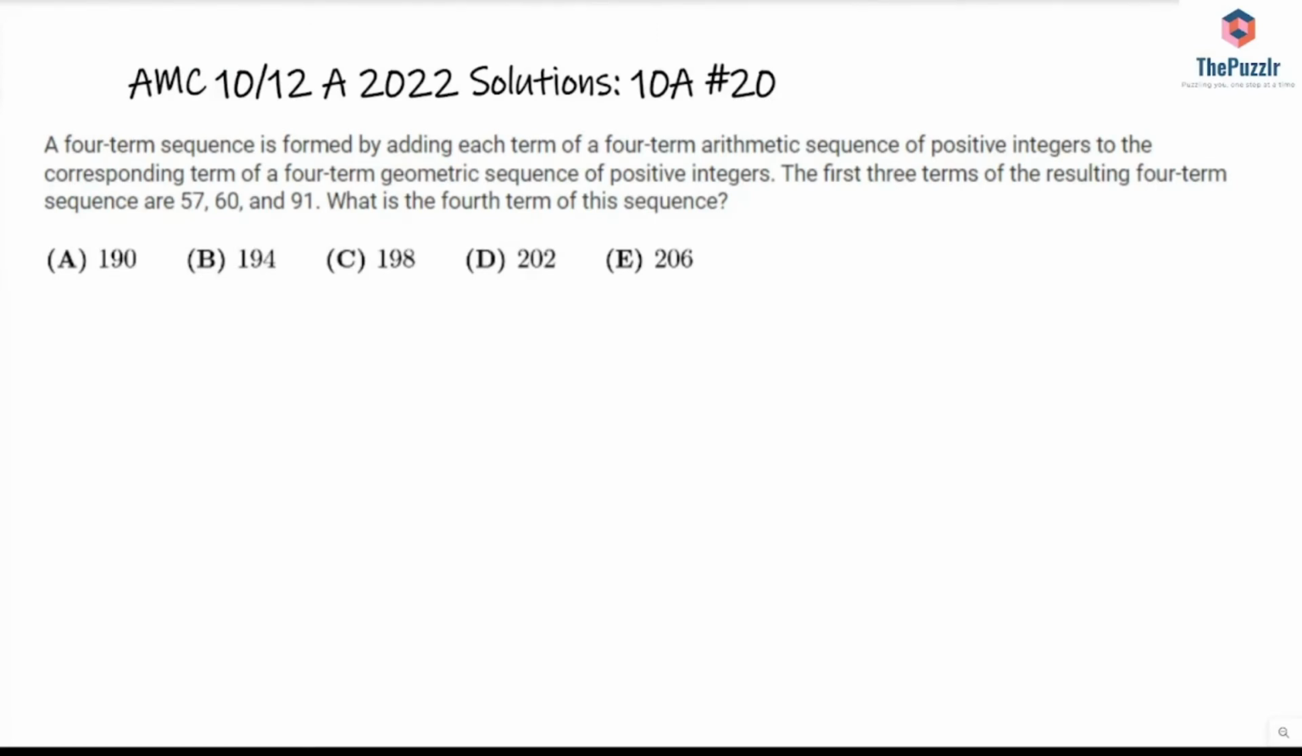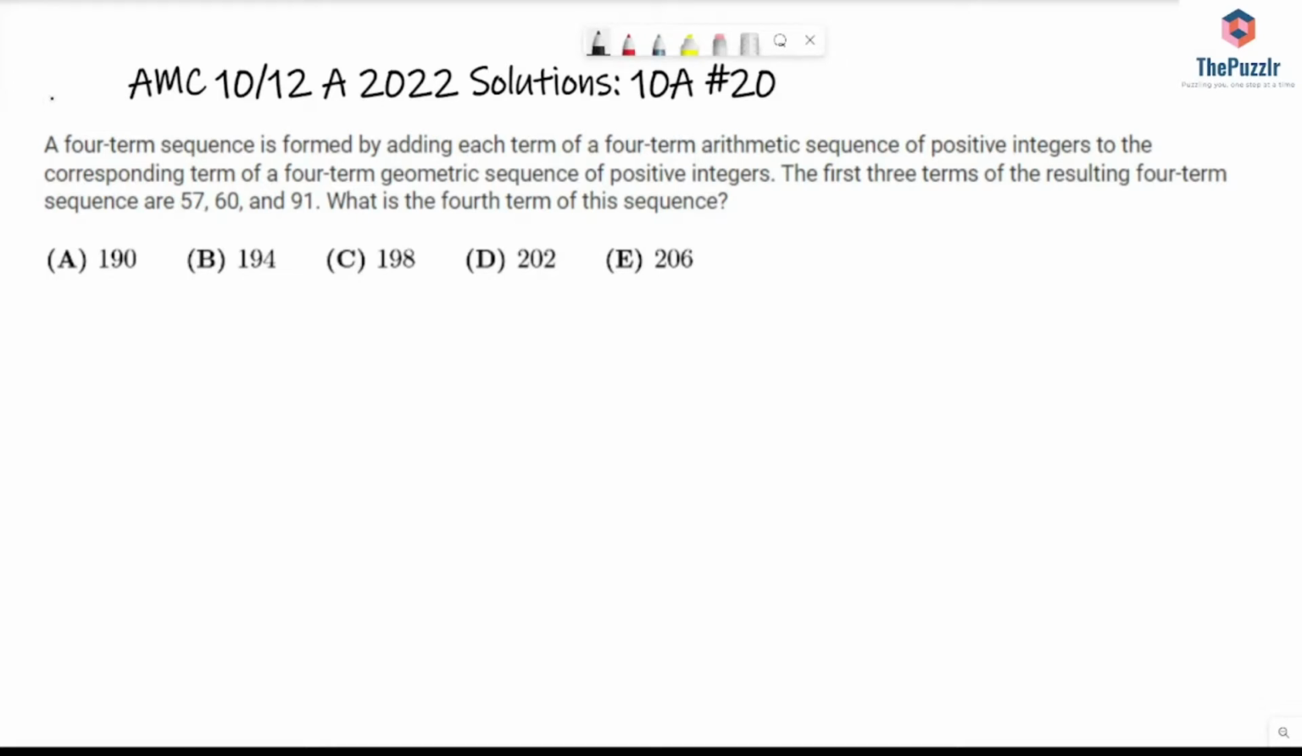Problem number 20 from the AMC 10A. A four-term sequence is formed by adding each term of a four-term arithmetic sequence of positive integers to the corresponding term of a four-term geometric sequence of positive integers. The first three terms of the resulting four-term sequence are 57, 60, and 91. What is the fourth term of the sequence?